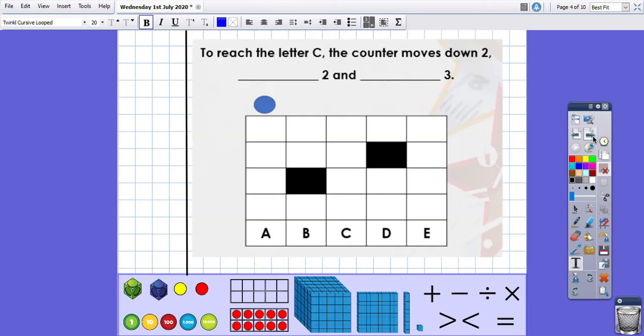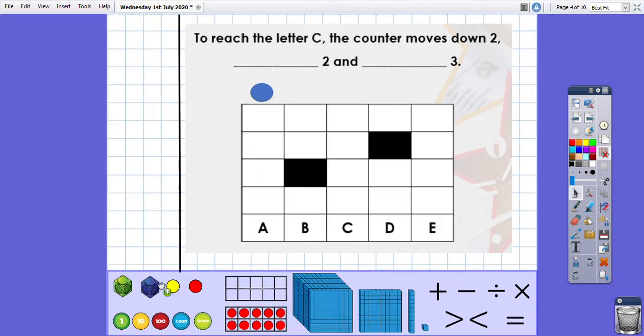To reach the letter C, the counter moves down 2, something 2, and something 3. So I'm going to just change it to a red counter because I've got a red counter. So let's just change that. So my red counter moves down 2. So he goes 1, 2. So he ends up here. Okay.